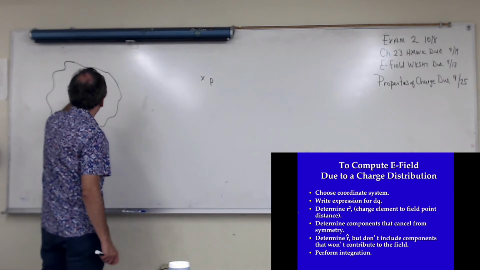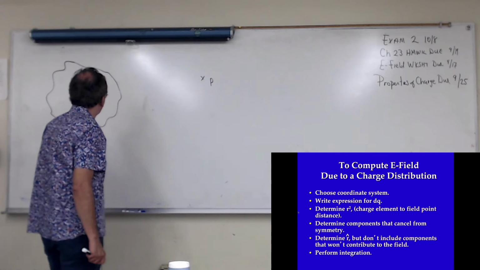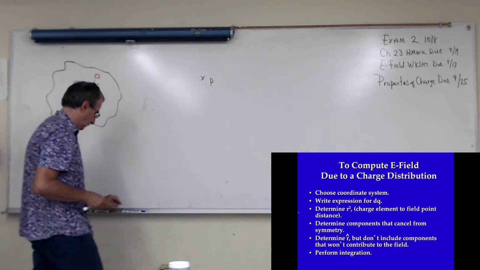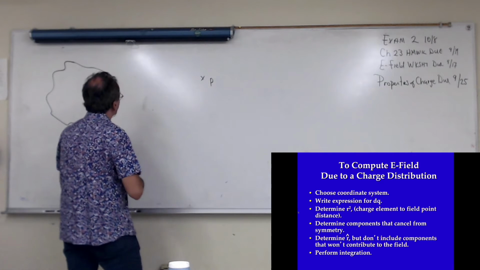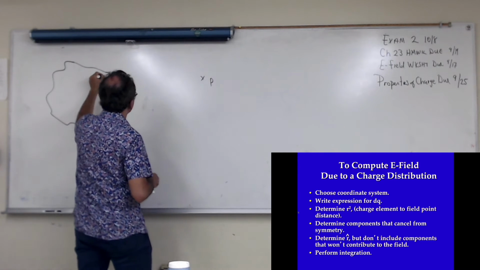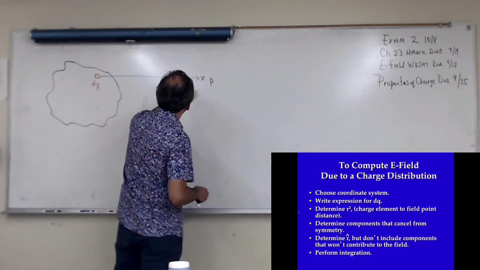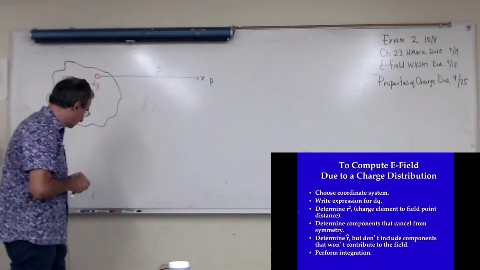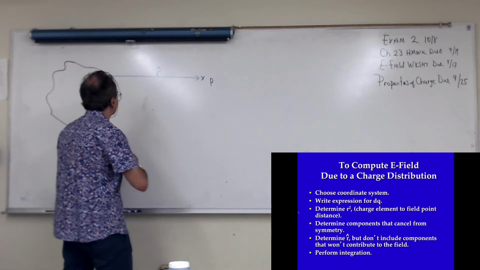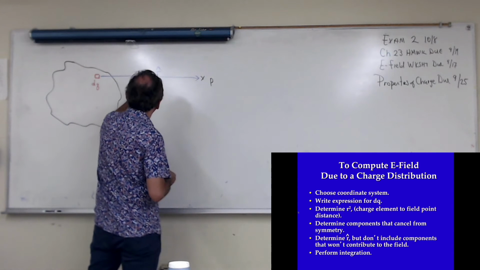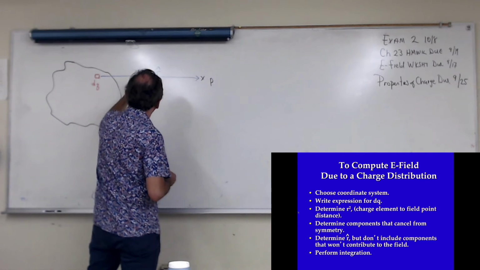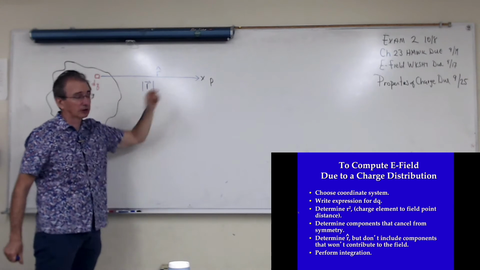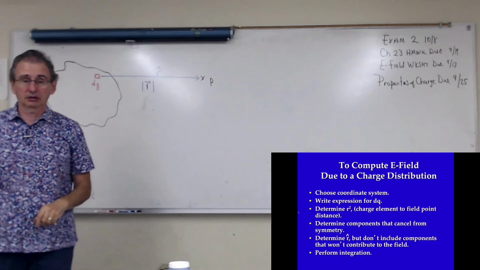And so I need to know what that dq is. I need to know the unit vector that goes from that source to the point at which I'm calculating the field. And I also need to know the length of the vector that goes from the source to the point P. That's what R is.